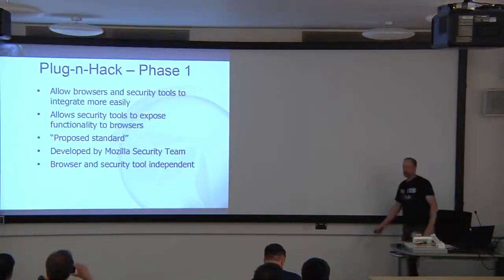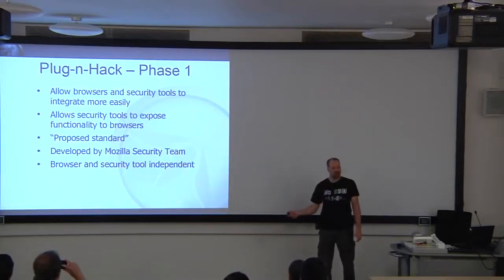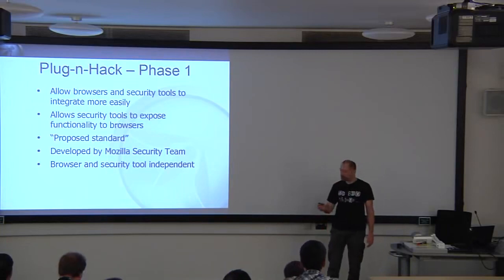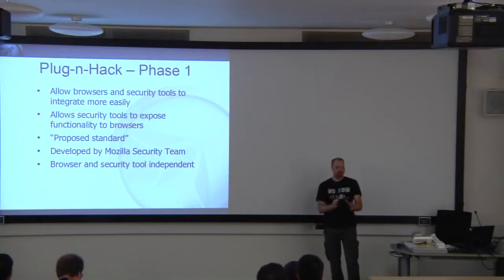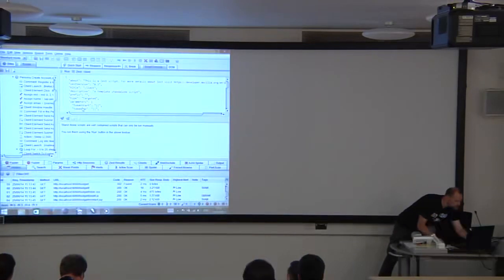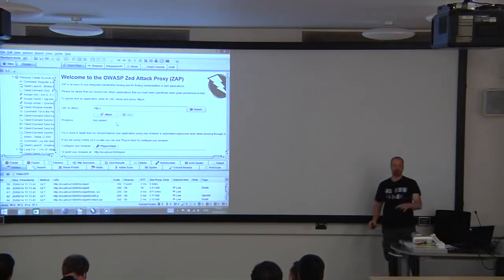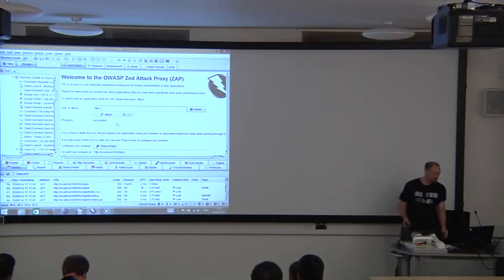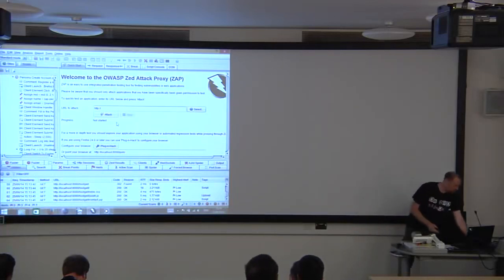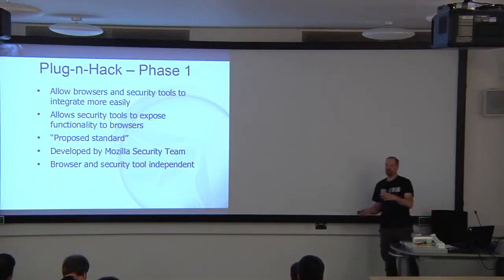So I'm going to go through this quite quickly because I have demoed Plug-n-Hack last time at AppSecEU and USA, so you can see the videos for that. Plug-n-Hack Phase 1 was all about making it easy for browsers and security tools to work together. So in ZAP, we have this on the Quick Start tab a Plug-n-Hack button. That will then launch your default browser and allow you to configure it, as long as it's Firefox, to work together. We're trying to get the other browsers to support it as well, but no luck yet. But what it does is give us a hook into the browser.